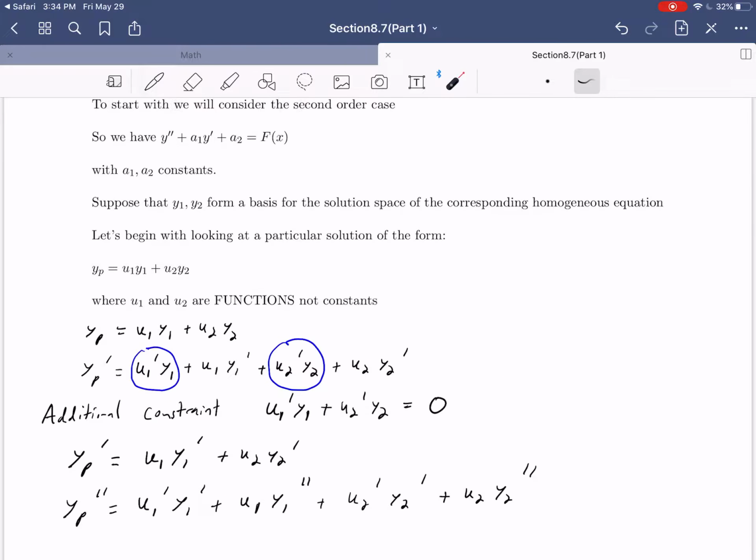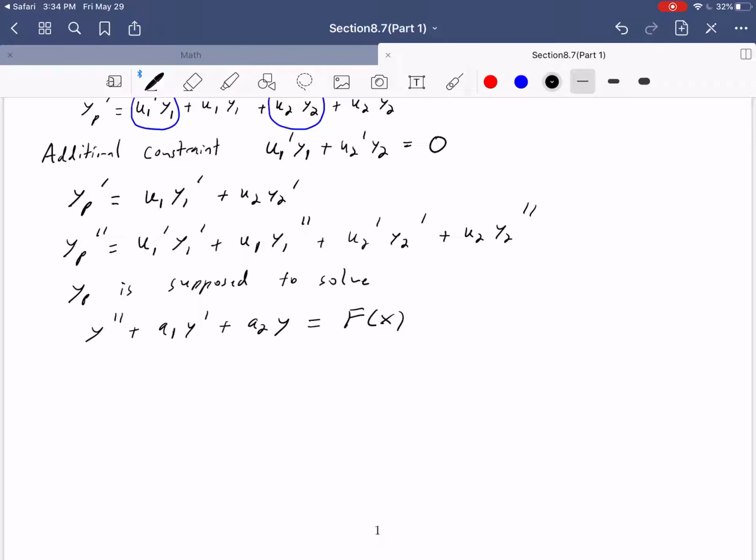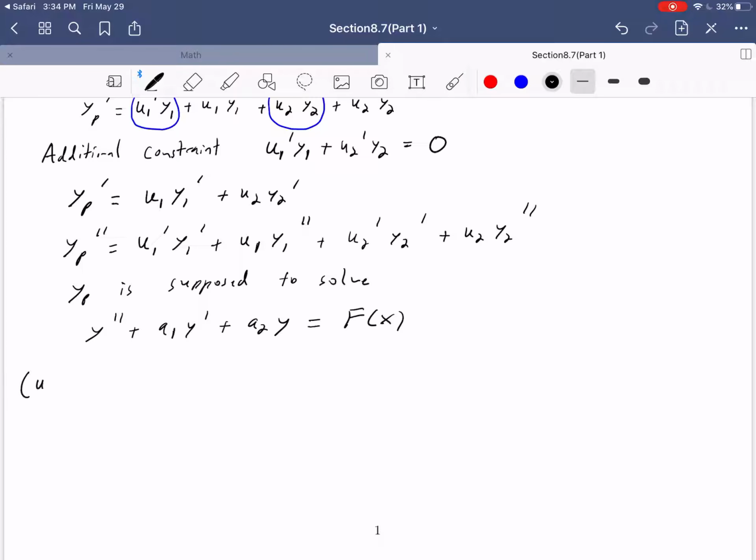Let's put all of those into the equation that they're supposed to solve, which is the non-homogeneous equation. yp is supposed to solve y double prime plus a1y prime plus a2y is supposed to be f of x. So let's throw all that stuff in there. yp double prime is supposed to be that, so we can throw all that stuff in first: u1 prime, y1 prime, plus u1, y1 double prime, plus u2 prime, y2 prime, plus u2, y2 double prime.